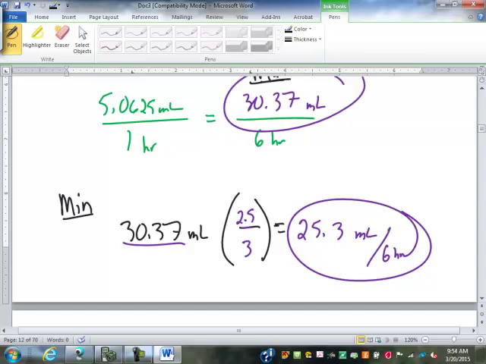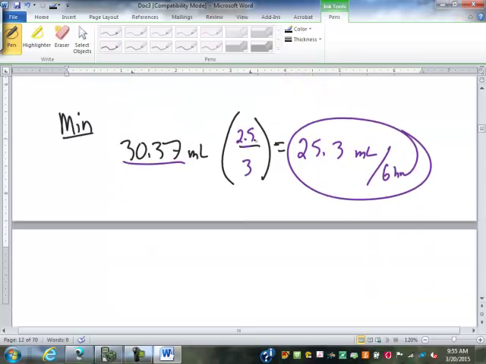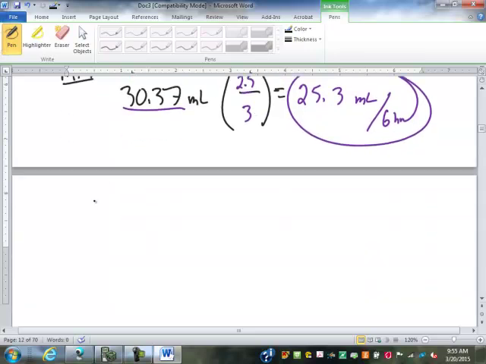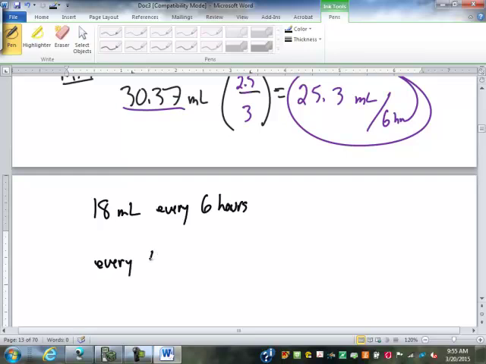The titration can also be used for adjusting time. Let's say that you've done a calculation and you found that the safe dose is 18 milliliters every 6 hours. And your doctor has said to administer a dosage every 4 hours.